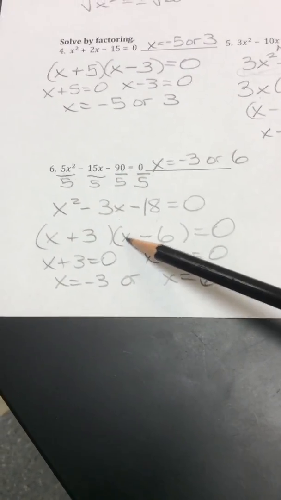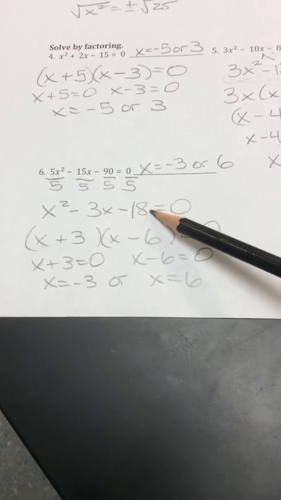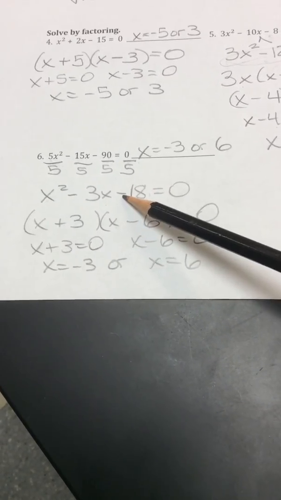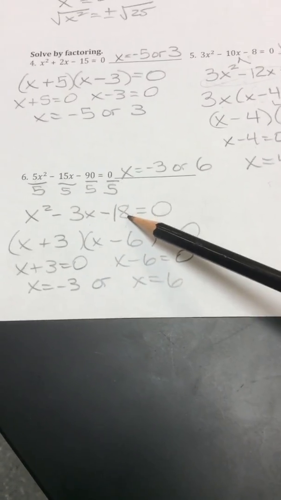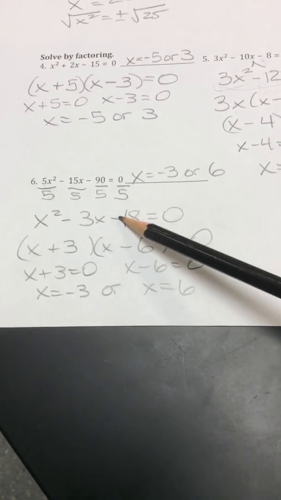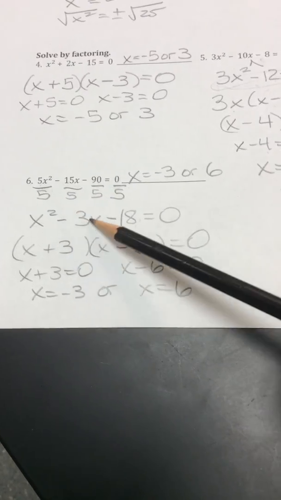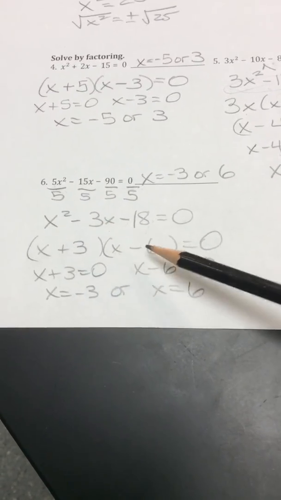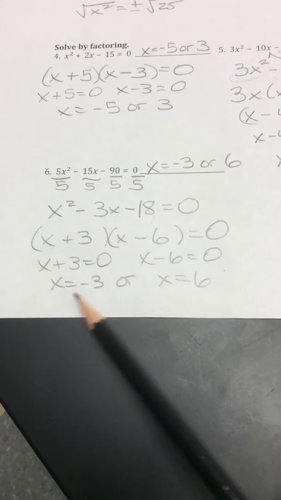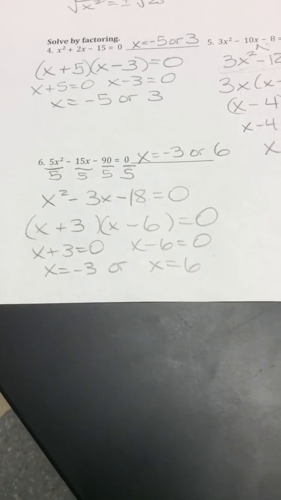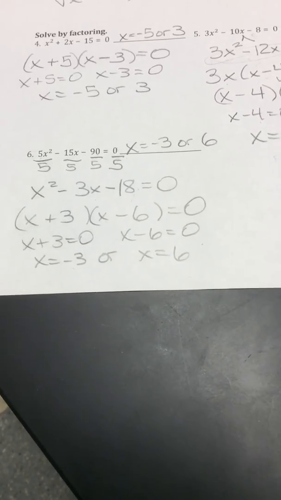X and x, which factors of 18 will give me a difference of negative 3. One more time. Which factors of 18 will give me a difference of negative 3. 3 and negative 6. Set each factor equal to 0 and solve. X equals negative 3 or x equals 6.